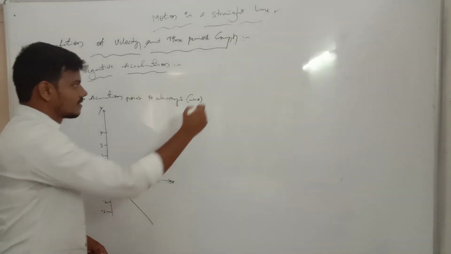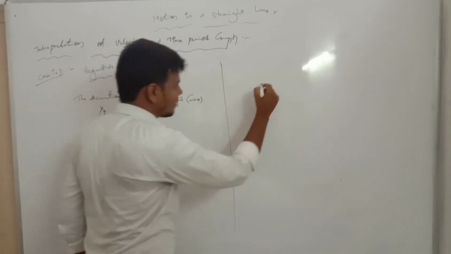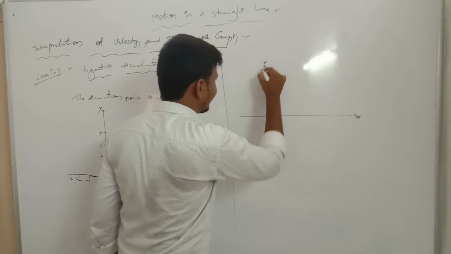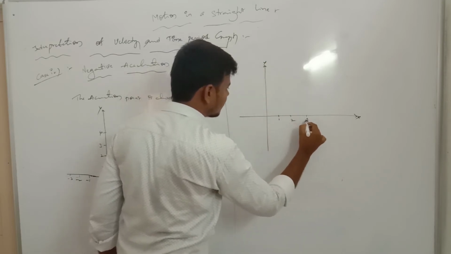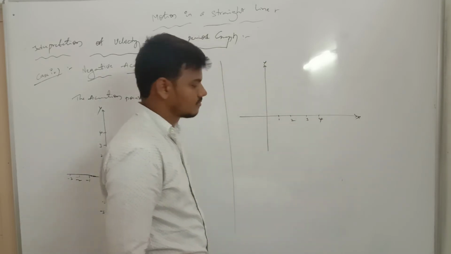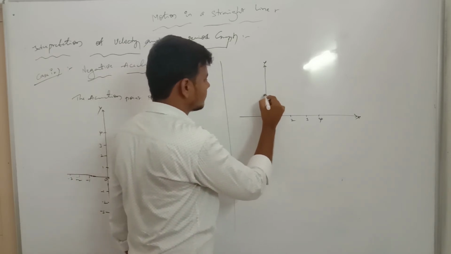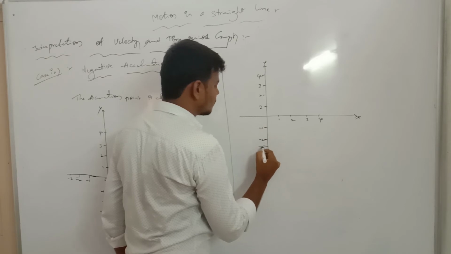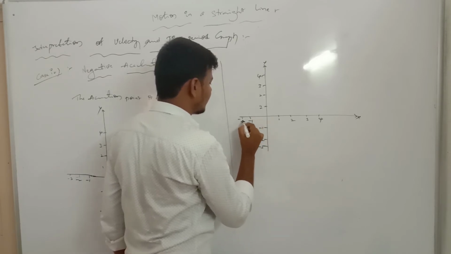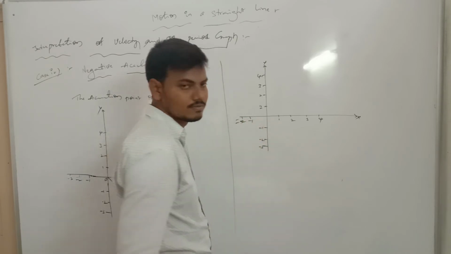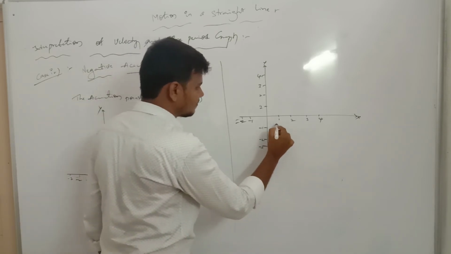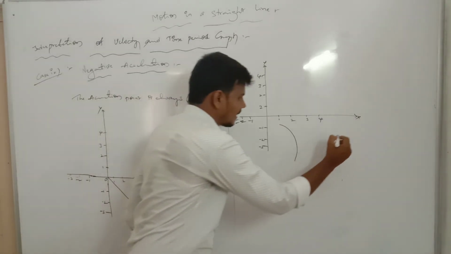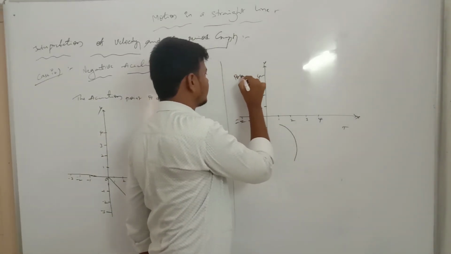Okay, again, the position and time period graph. X-axis, y-axis, 1, 2, 3, 4, and -1, -2, -3. So this is the non-uniform time period and position graph.